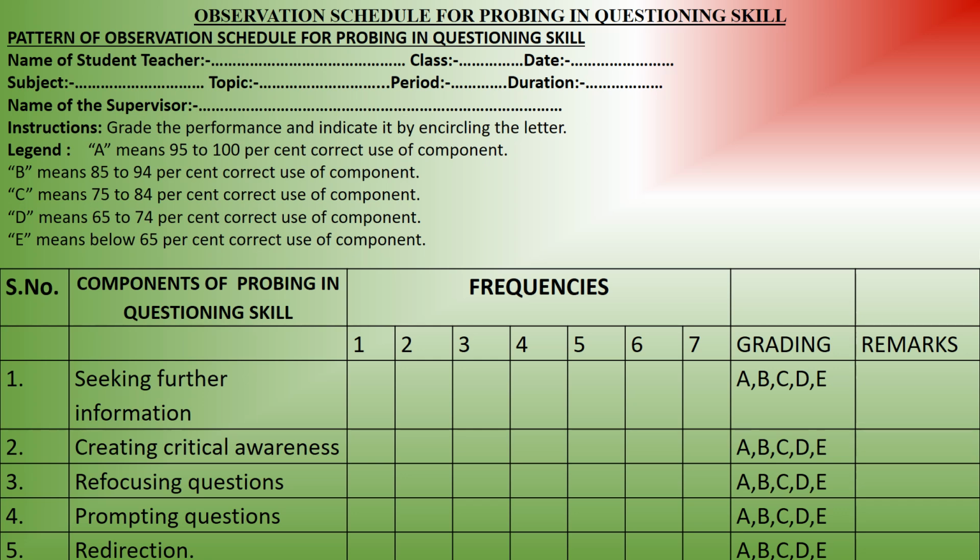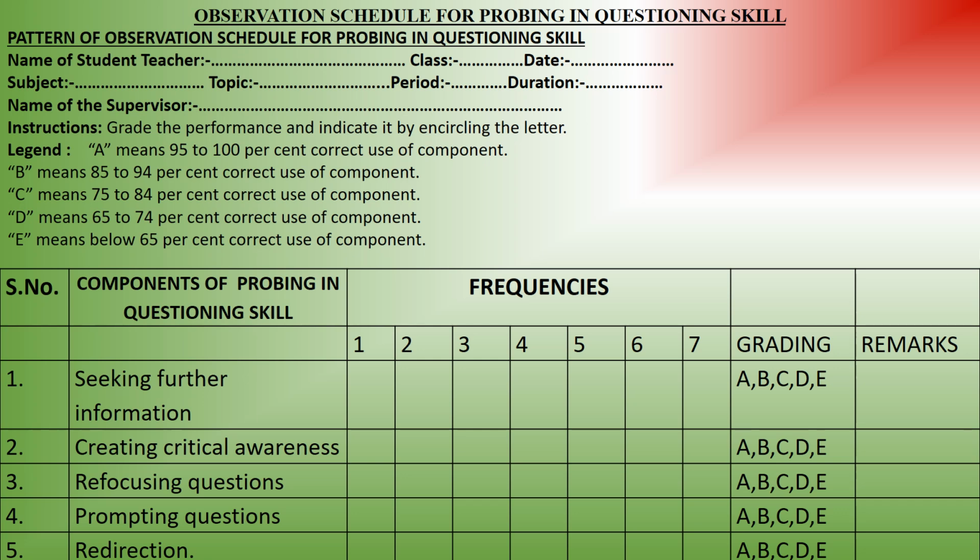The first instruction is that you have to grade the performance and indicate it by encircling the letter. A means 95% to 100% correct use of component. B means 85 to 94% correct use of component. C means 75 to 84% correct use of component. D means 65 to 74% correct use of component. And E means below 65% correct use of component.